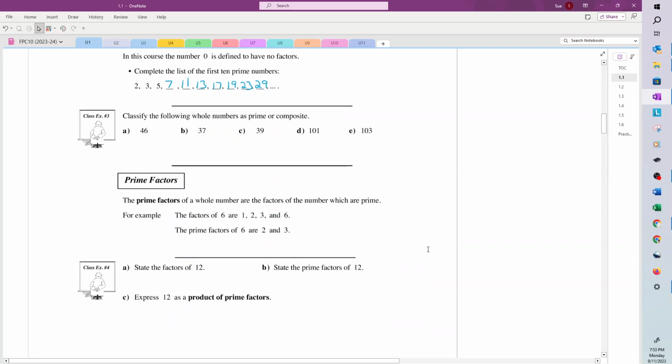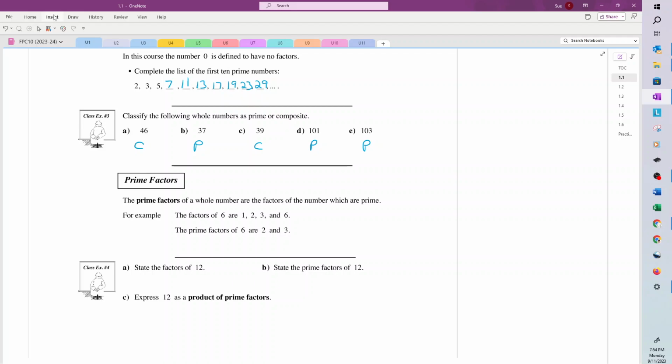All right, classify the following whole numbers as prime or composite. Well, 46, I know that is a multiple of 2, so that has to be composite. 37, I can't divide that by anything except 1 and 37. That is prime. 39 divides by 3, so it's composite. And 101 and 103 are both prime. You could try everything up to 10 or 11, and they're not going to work. So you're done. Okay, they're prime.